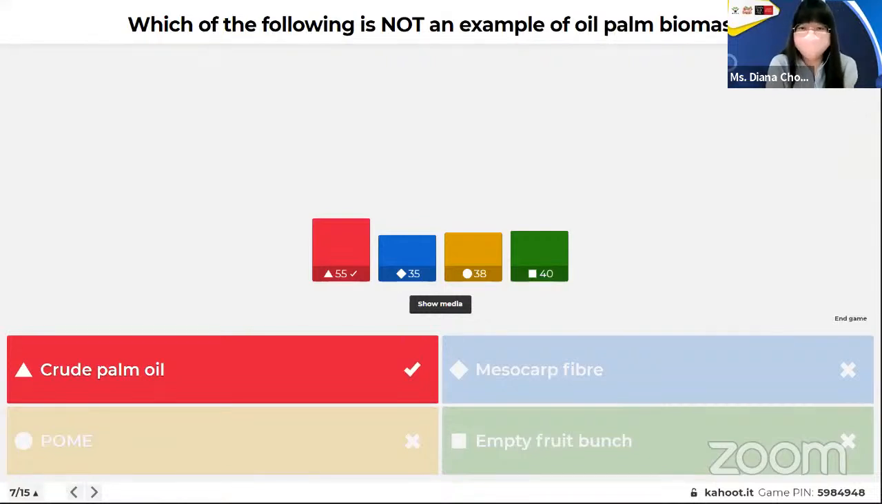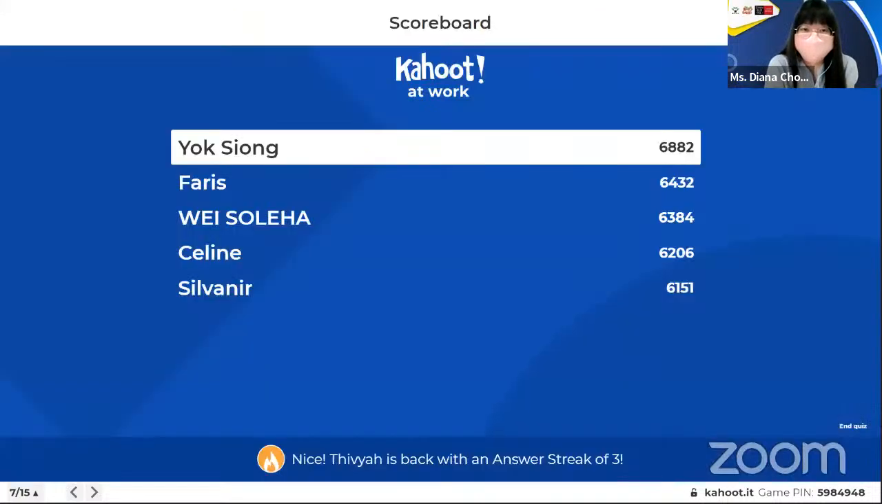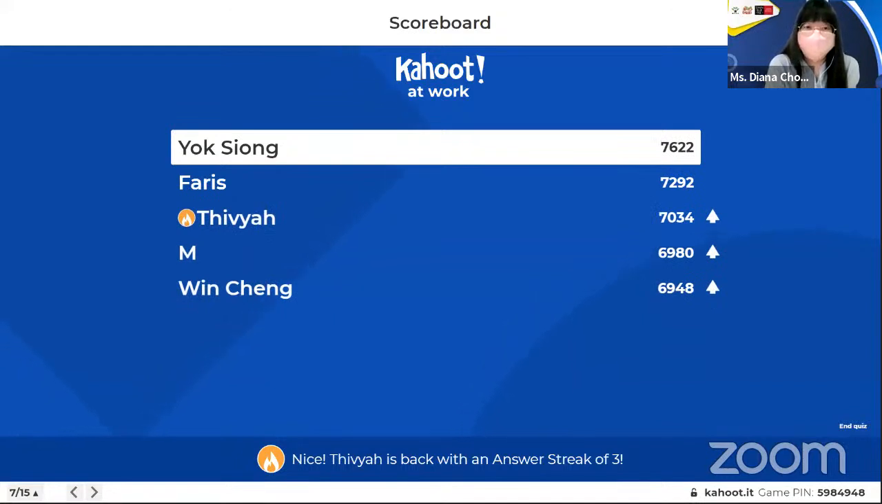55 participants got this one correct. Let's see if that changes our standings. Okay, Yok Seong is still in 1, followed by Faris, Tivia in 3rd, followed by M and Win Cheng. Next question.